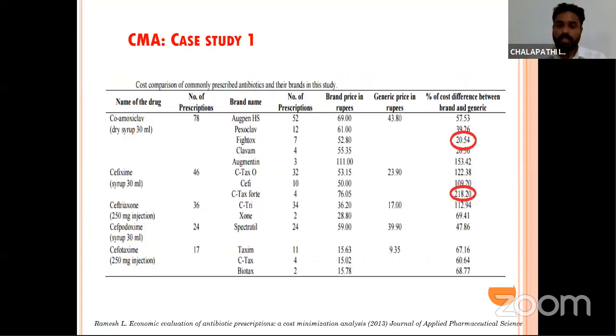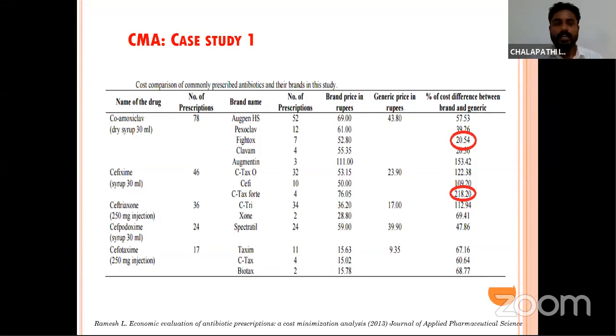I can show you that here. You see here what they did. They took all the antibiotics which they are using there, how many prescriptions they have done, what was the brand name, how many prescriptions they had with the brand name, how much was the brand price, and how much is the generic price. When they calculated the percentage difference between this versus this, they found this much difference.